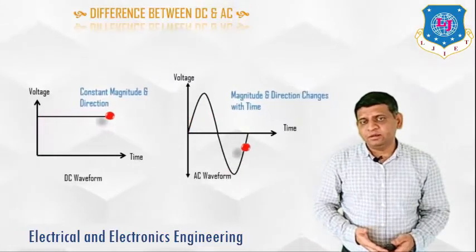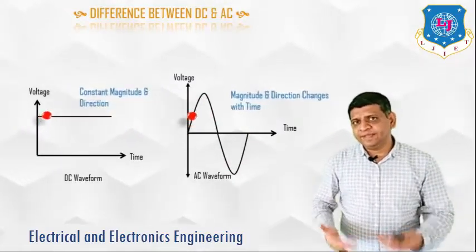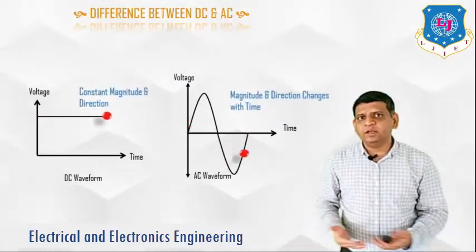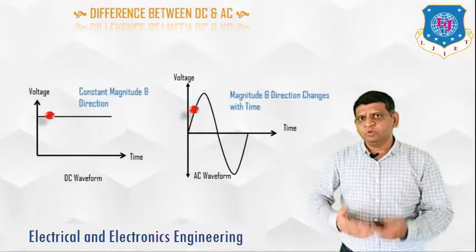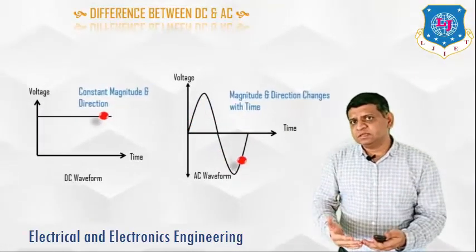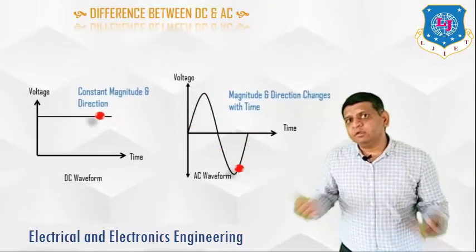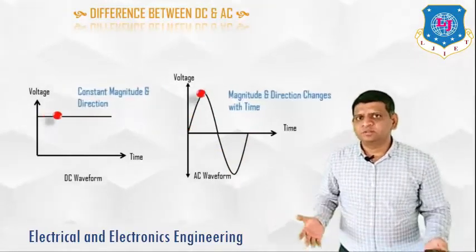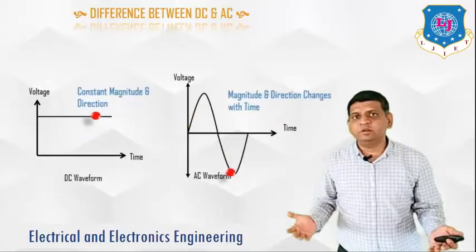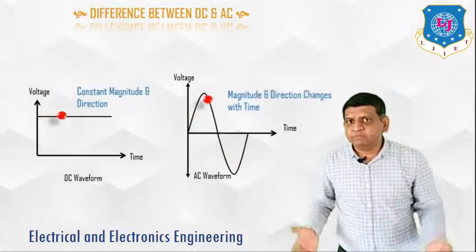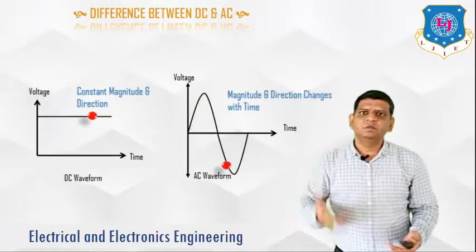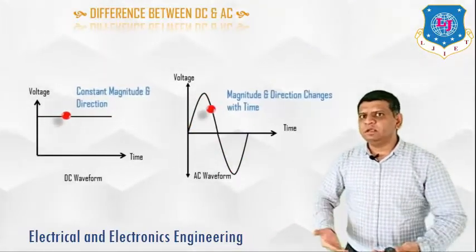DC is always constant in magnitude and direction. Once you connect any resistance in a circuit with the DC source, current flows forever in one direction. So current is always unidirectional, forever, as t tends to infinity. But this is not the case with AC, as it is alternating current.